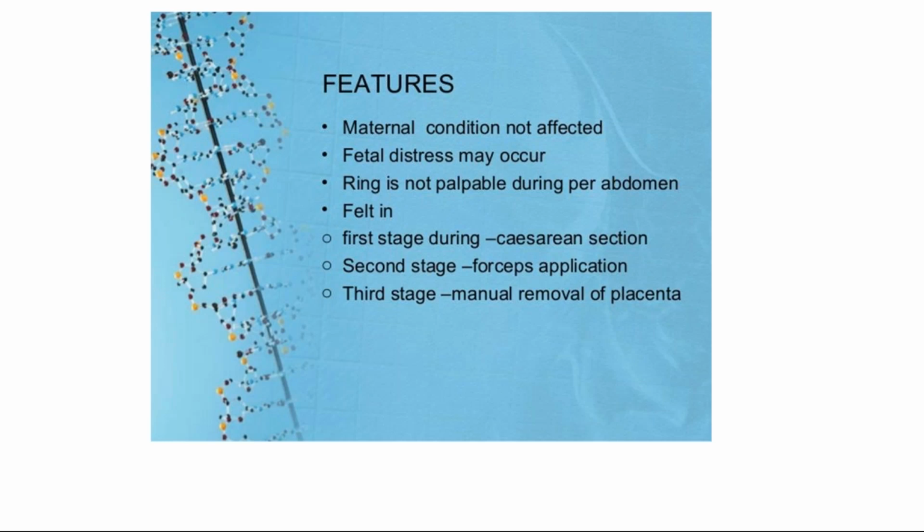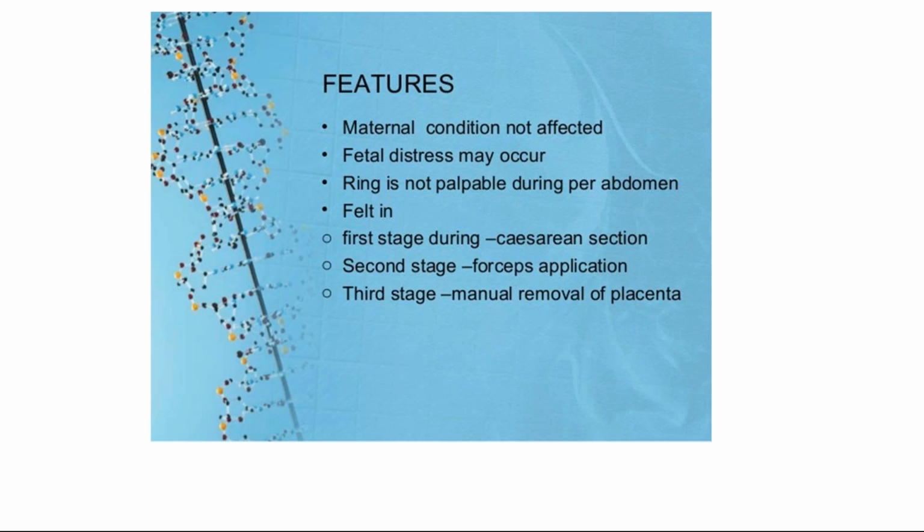Here the mother is not usually affected. Fetal distress will be there because of compression of the umbilical cord. The ring is usually not palpable per abdomen. It can be felt in the first stage if you do a cesarean section, you will be able to make it out. Or during the second stage when you are trying to deliver the baby by forceps or vacuum.